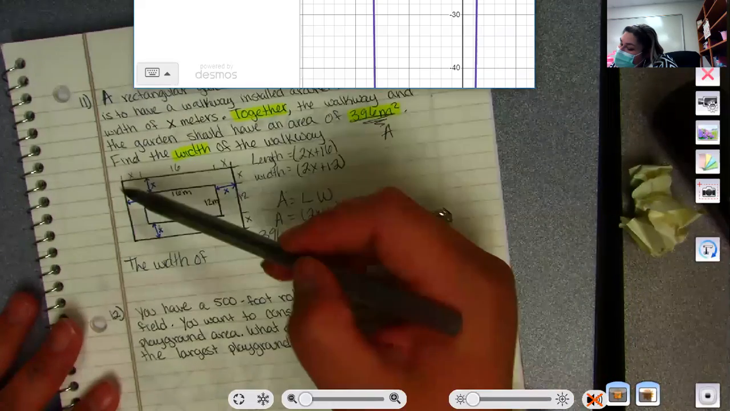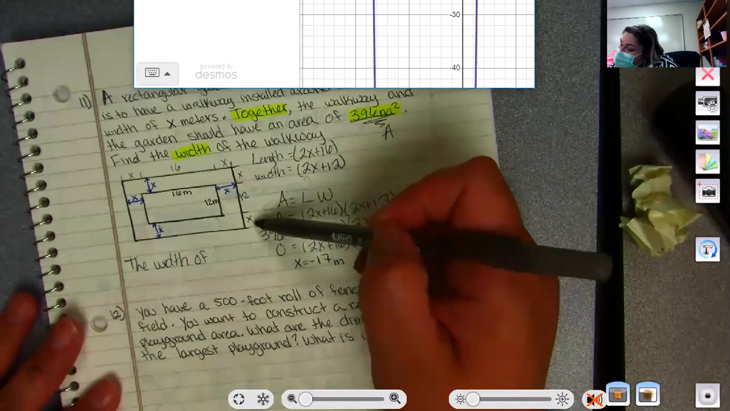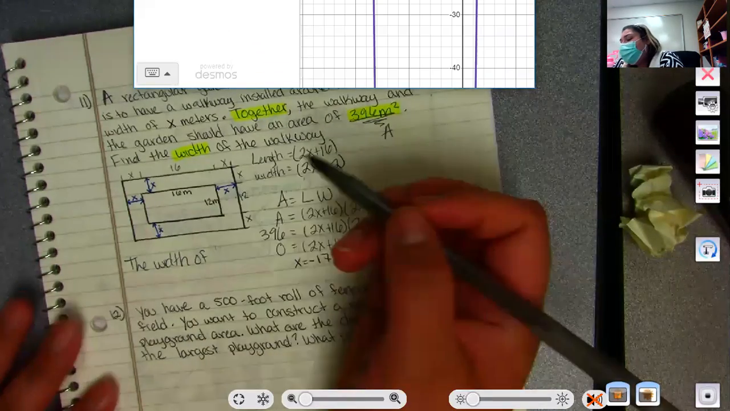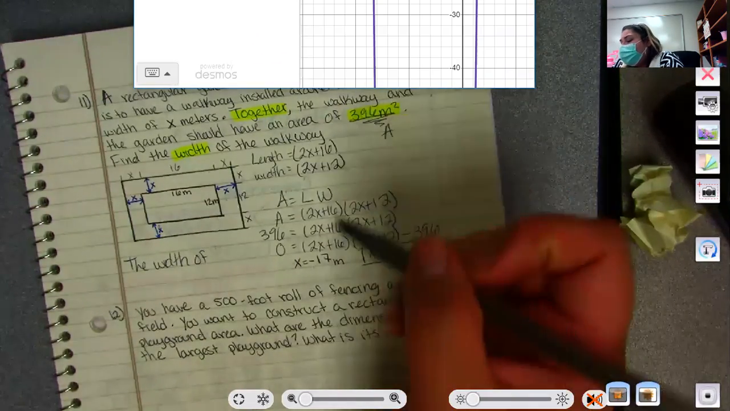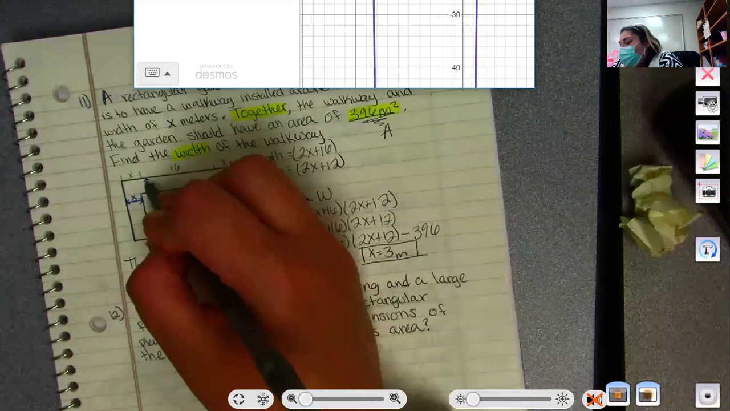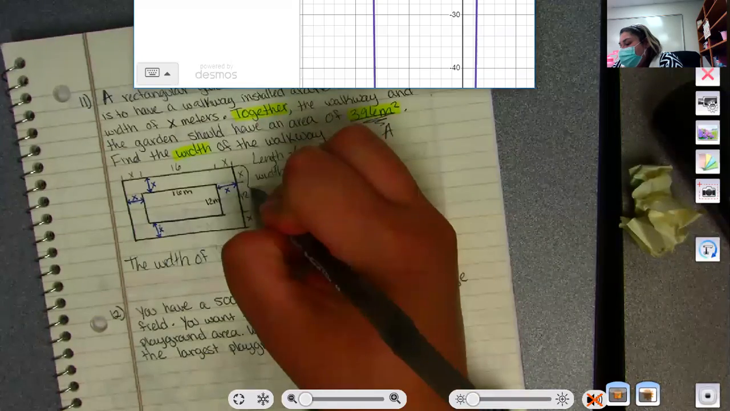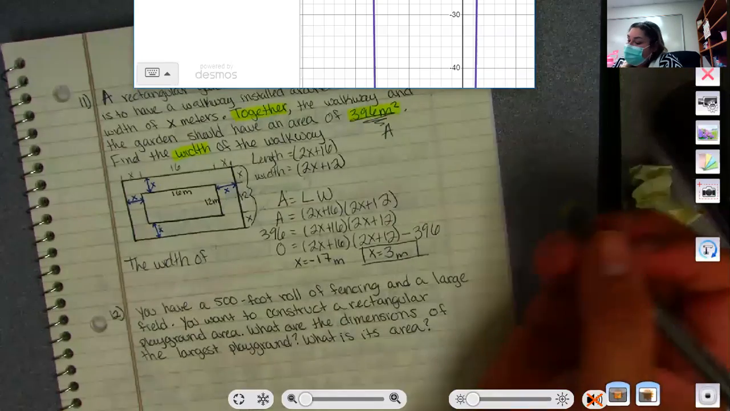I wonder if it means this entire width, right? So I guess it depends on how you read the problem, because the width, I don't know if it means X or if it means literally all of this. So we're gonna answer both, okay?